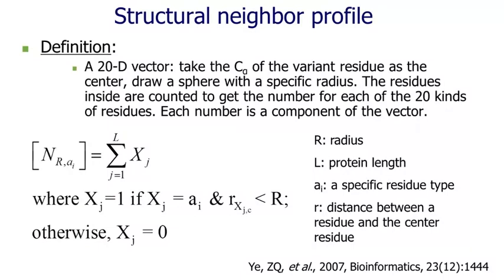One interesting and powerful feature defined by SAPRED is called structural neighbor profile. It is based on the observation that some structural microenvironments seem to be more tolerant of changes at the center, whereas other structural microenvironments seem to be intolerant of changes. A 20D vector is defined by taking the C alpha of the variant residue as the center, drawing a sphere with a specific radius. The residues inside the sphere were counted to get the number of each of the 20 kinds of amino acid residues. Each number is a component of the vector.